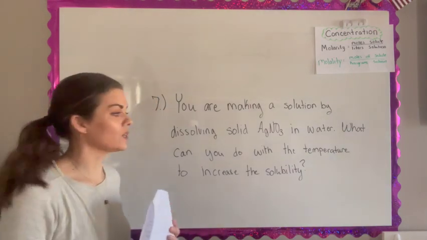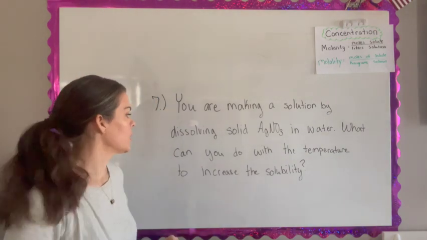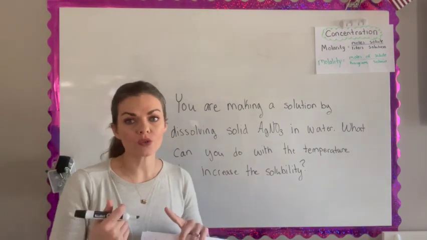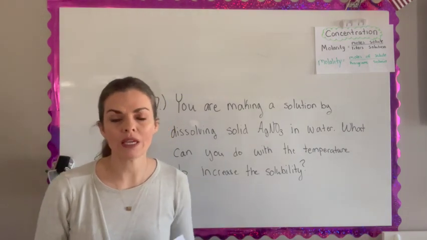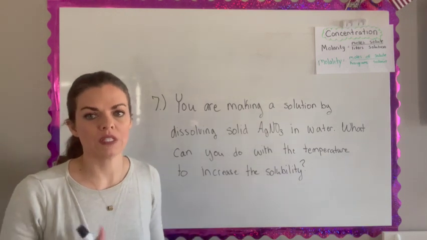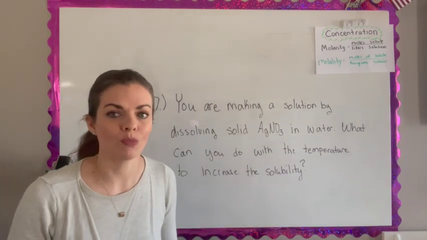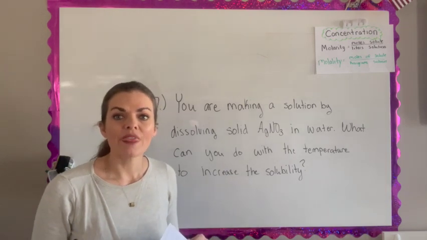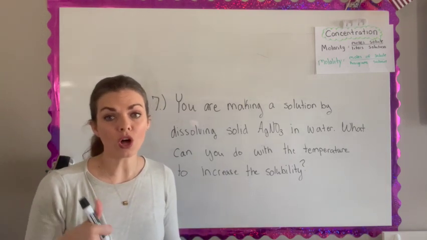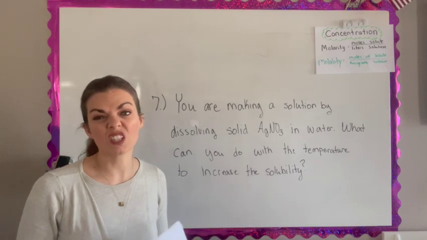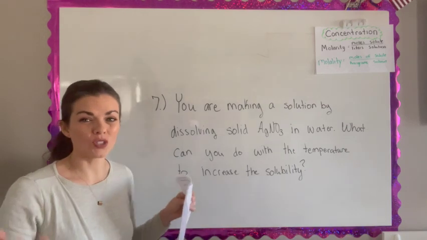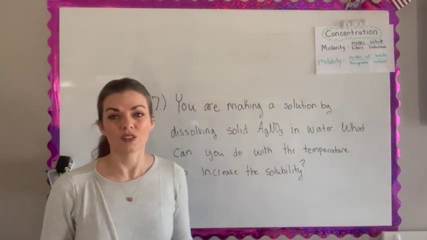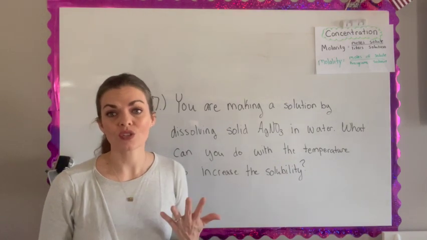Number 7 says that I am going to be making a solution by dissolving a solid of silver nitrate into a solvent of water. And it wants to know, what can I do to change the temperature of my solution to increase its solubility? So how can I make it so that I can put more of this solid into the water? And if you'll remember our solubility rules, when you have a solid solute, when you increase the temperature of the solvent, it can dissolve more. So just like if you warm up the water, it could dissolve more. So what would I do with the temperature to increase the solubility? I would just increase the temperature.